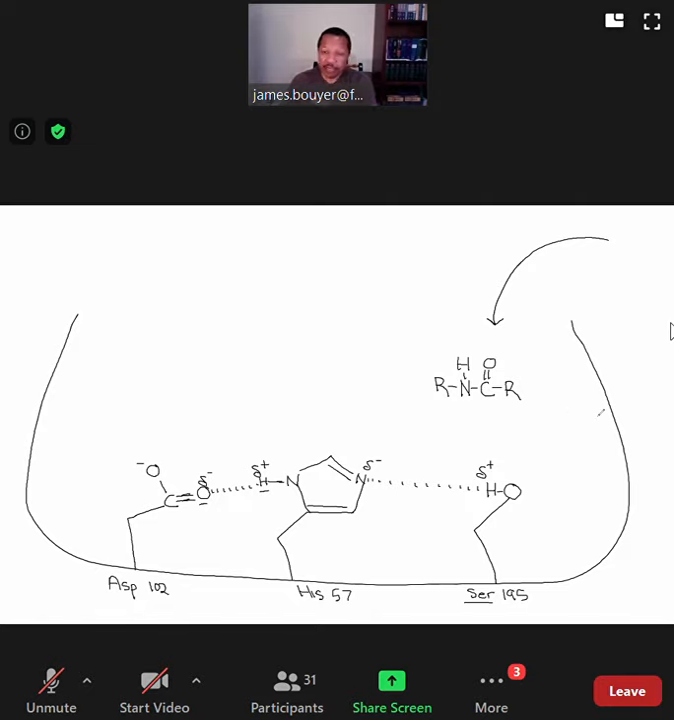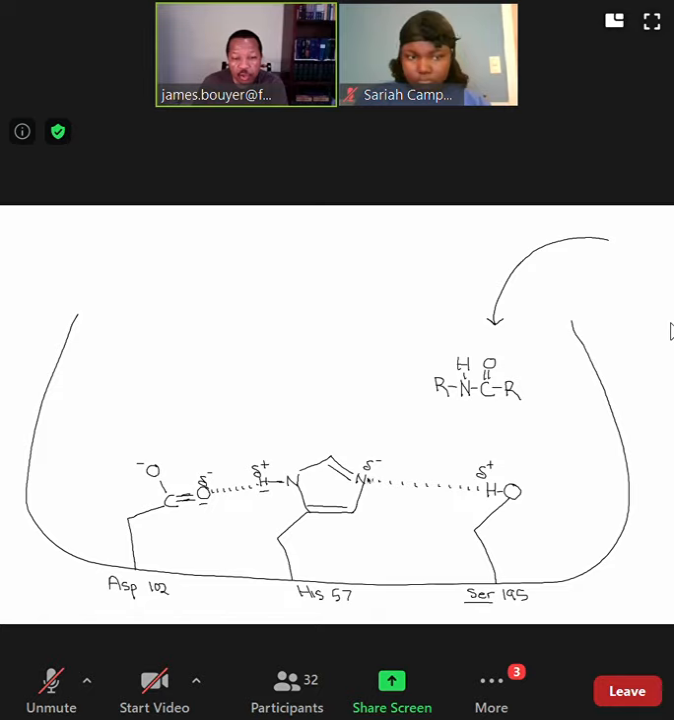So now that the substrate is in the active site, the proximity effect comes into play, because they are very close together. They are so close that this nitrogen right here is going to form a new covalent bond with this hydrogen. So I'm going to erase this hydrogen, these dashes, and I'm going to make a new covalent bond here.